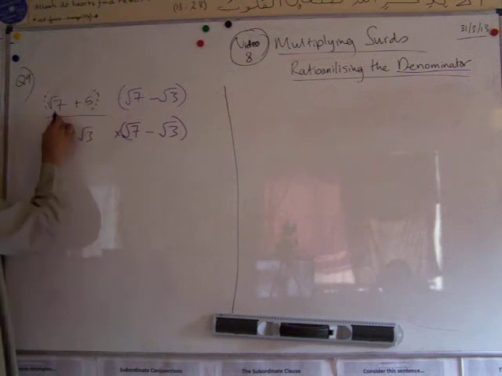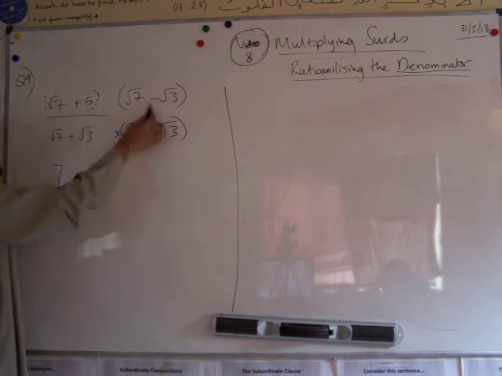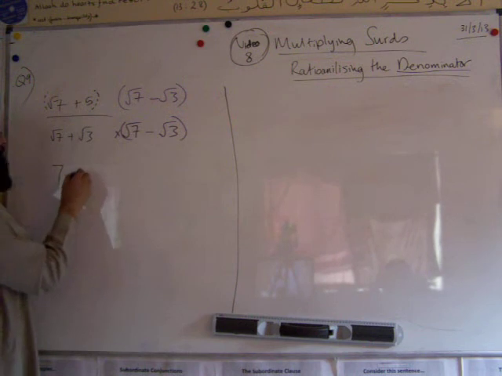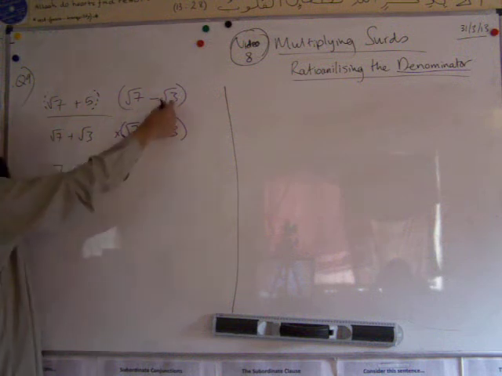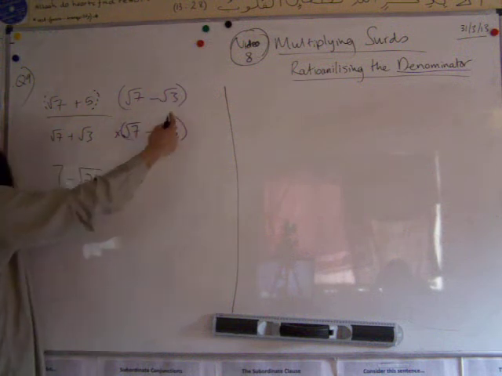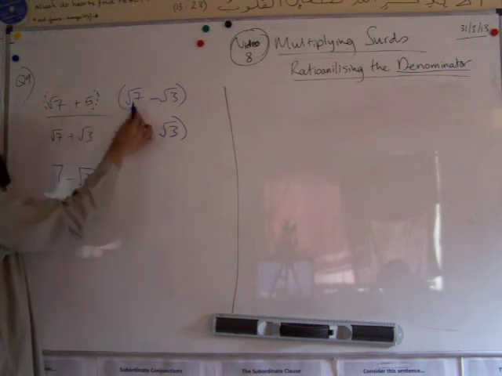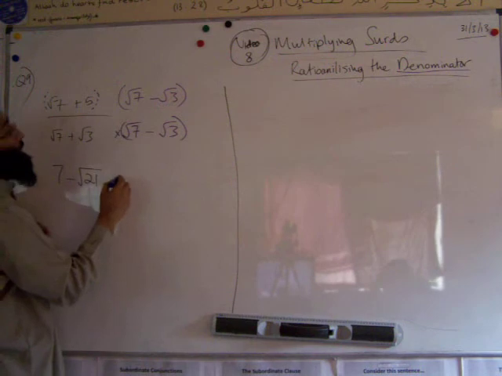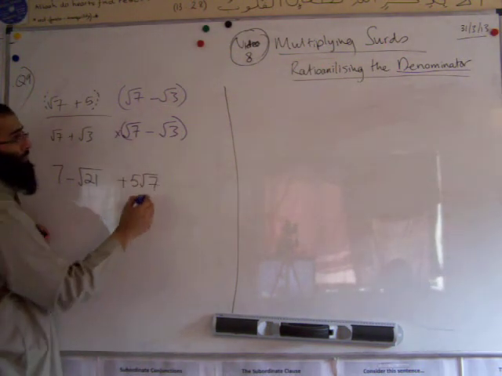Okay. So we have root 7 times by root 7. What's root 7 times by root 7? Just 7. We have root 7 times by minus root 3, which will give you minus root 21. Why is it minus root 21? Because the root 7 can go inside that root sign and get multiplied together. Minus root 21. Then we have plus 5 times by root 7. That will give us plus 5 root 7.